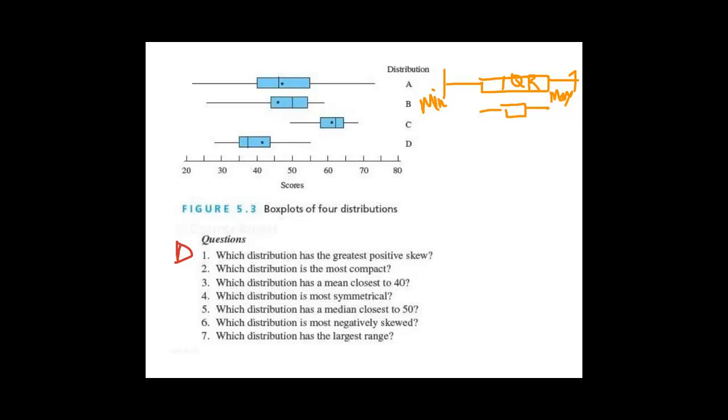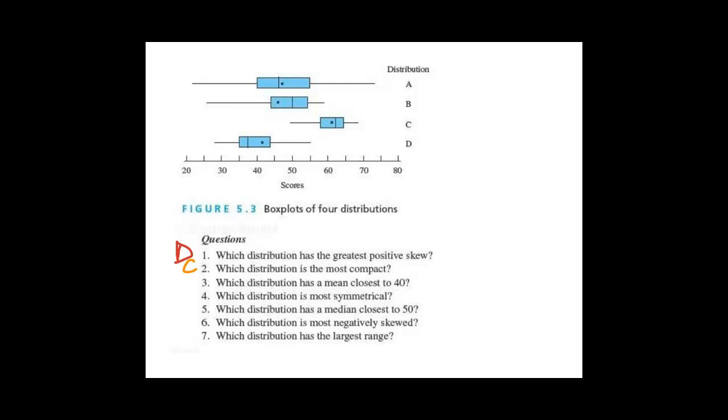So looking at all four distributions here, the obvious choice for most compact is choice C. It is the one that has the smallest box and the smallest whiskers together. So the correct answer for question 2 is C.